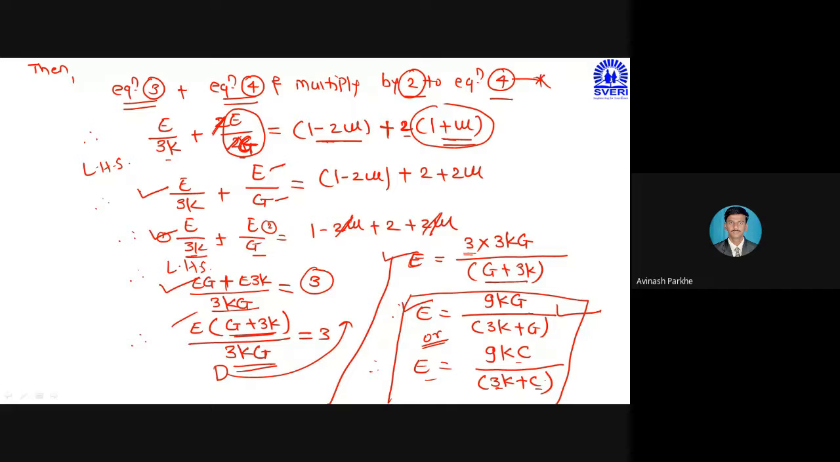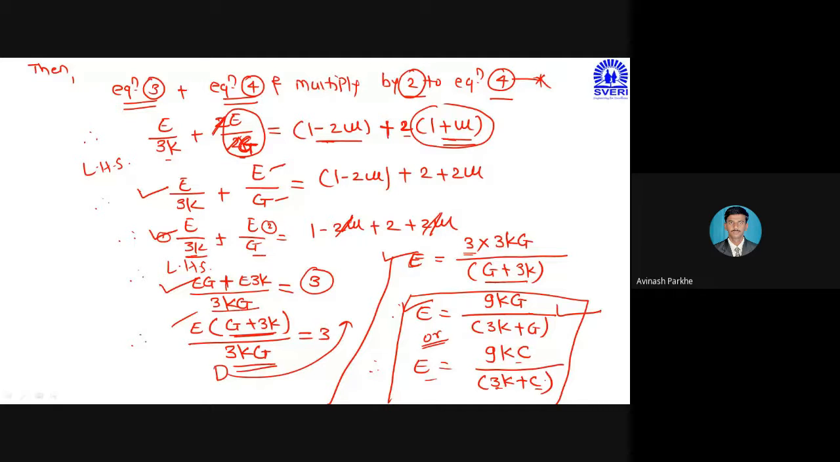Now you got it? Yes, sir. Yes, have you understood, all of you? Yes, sir. Yes, sir. Yes, Rohit? Yes, sir. Okay. Others have understood this particular derivation.